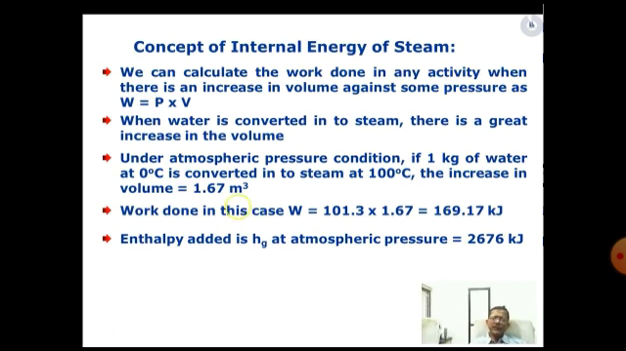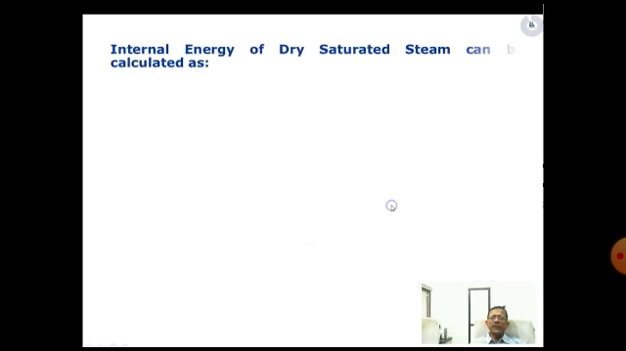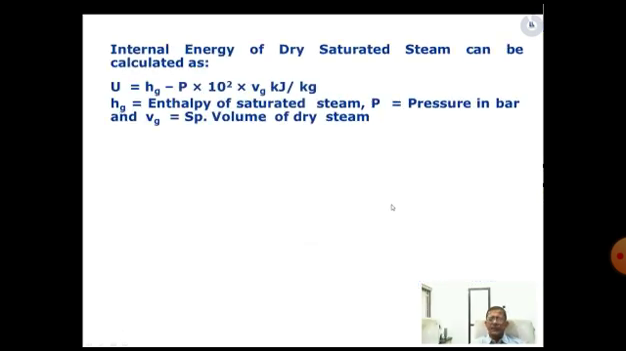That means we find that the whole amount of this energy is not doing the job. The work is done only by a part of this energy. So you can conceptualize internal energy as the part of the energy which is not doing any work, right? You can deduct the work done from the enthalpy, and you get the internal energy. So U is equal to H minus PV. With this concept, we can calculate the internal energy of dry saturated steam.